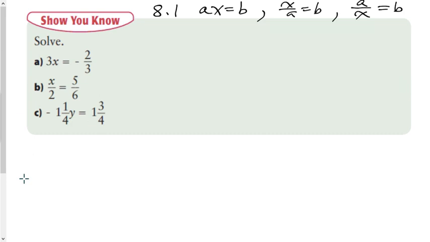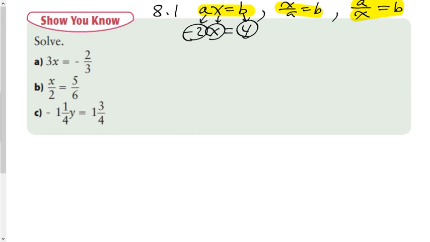All right, starting brand new chapter, chapter 8, 8.1 in algebra. The title is ax equals b, x over a equals b, and a over x equals b. And although that looks confusing, what it really means is a is your coefficient. So an example of a grade 8 question like this would be a is your coefficient, x is your variable, and b is your equivalent value.